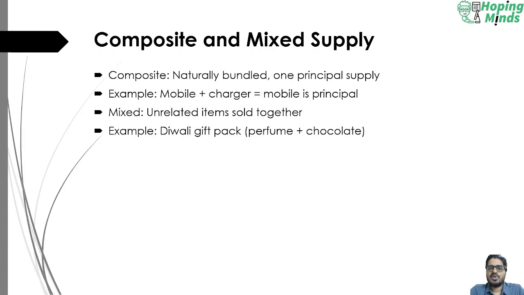So next is the composite and mixed supply. So when two or more supplies are naturally bundled and one is the principal, then the tax rate to be charged is that of the principal. For example, mobile phone with charger. So here mobile phone is the principal and charger will also be taxed at the rate on which mobile is taxable.